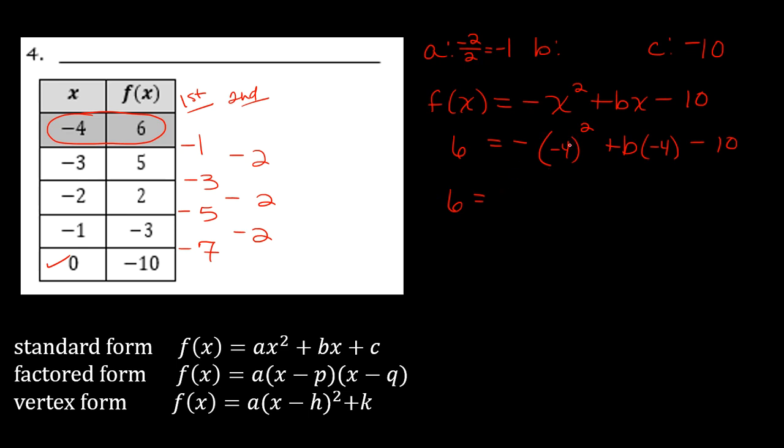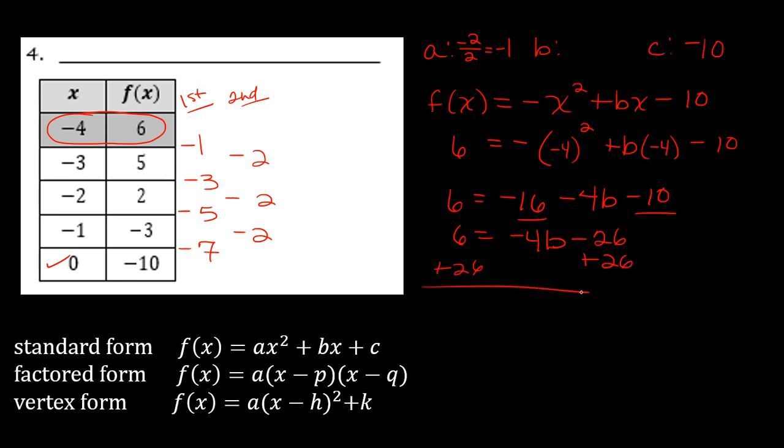So this gives me 16, but times this -1, so that's -16, -4b minus 10. Combine your like terms and solve for b. And my b value is -8, and I do not have to convert this. This is going to be standard form. Woohoo!